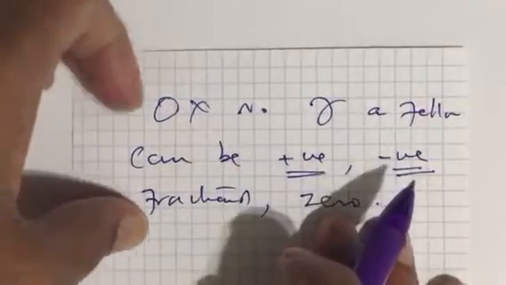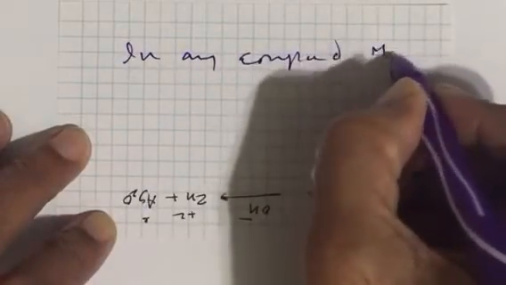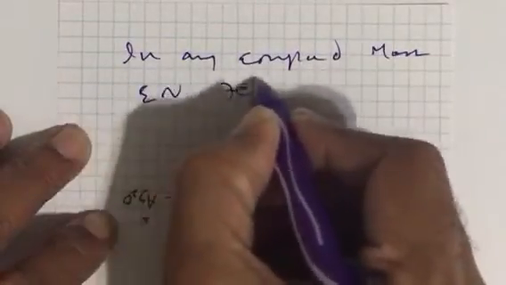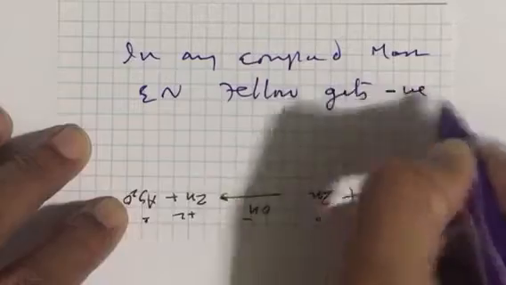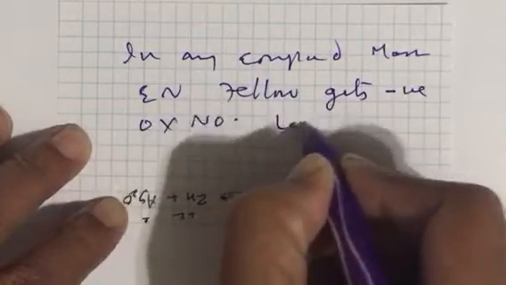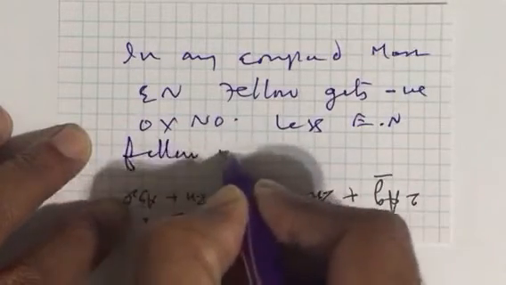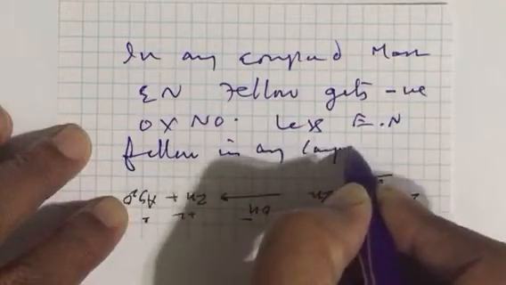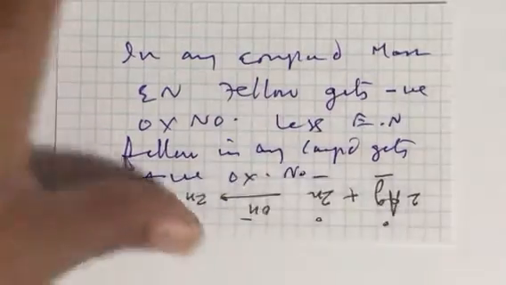So now, there are some fellows whose oxidation numbers are universally not changing. For example, in any compound, the most electronegative fellow gets electrons, so gets negative oxidation number, and the less electronegative fellow in any compound gets positive oxidation number, means it loses electrons. Now let us explore together.